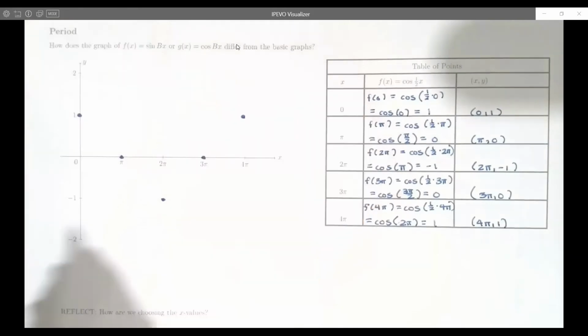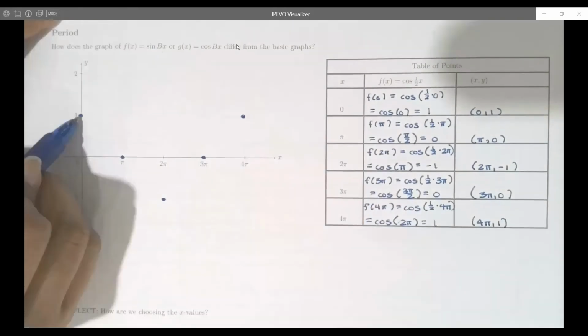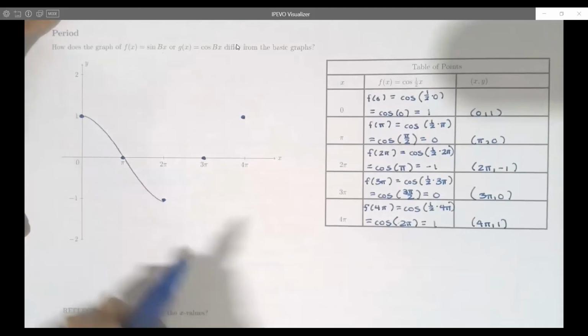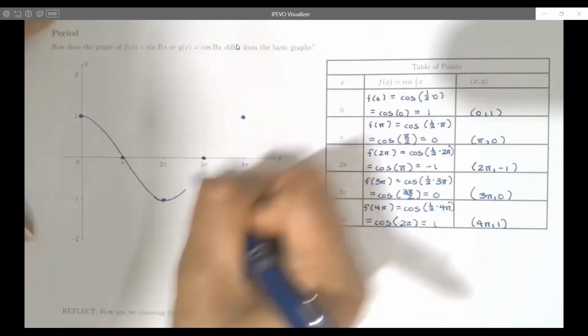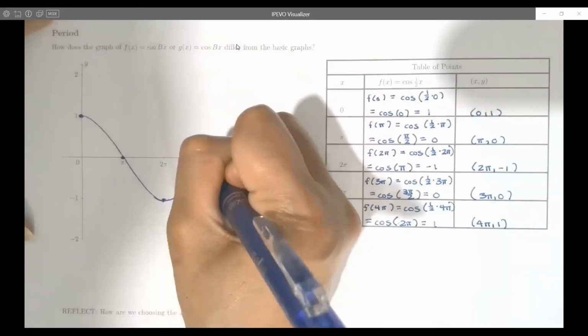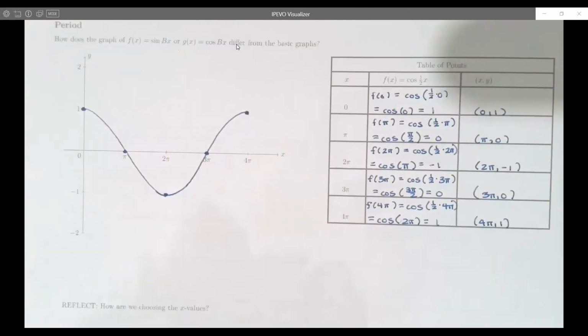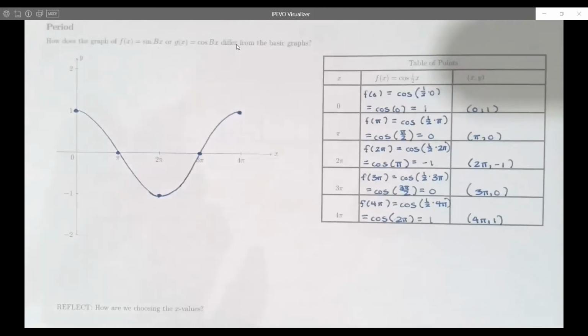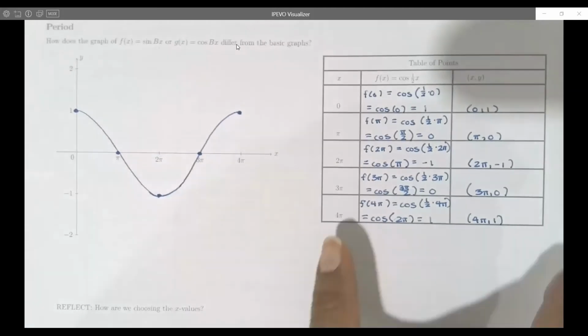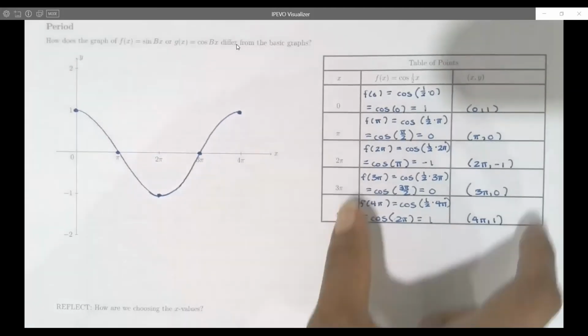Okay. All right, so remember, these are not straight lines. When we have sine and cosine, we always want to have a curvy graph. We're going to draw a curve passing through those points. And we end up with this. So questions on just finding the points and plotting them, and drawing the graph?